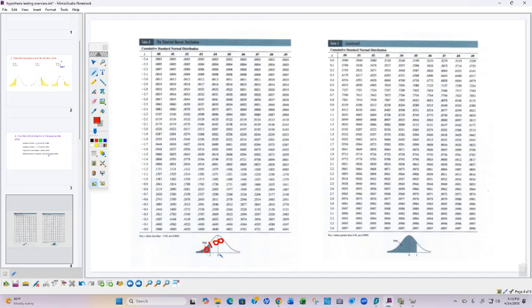If your alpha was 0.01, we want the closest thing to 100. So you go up here to the chart. The closest thing happens to be right here. Okay, so that happens at negative 2.33.